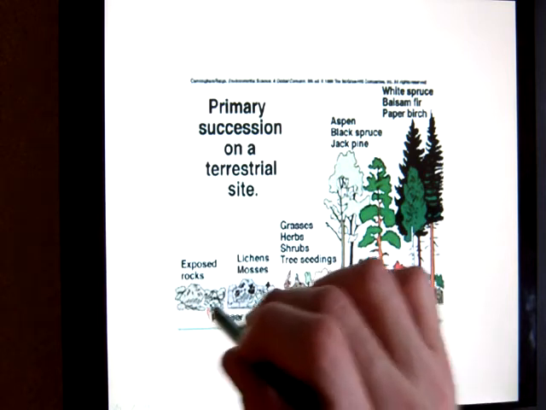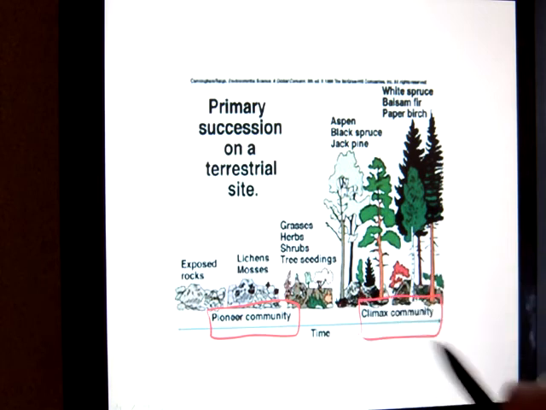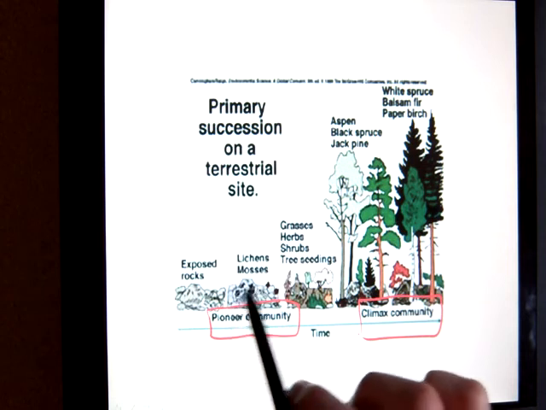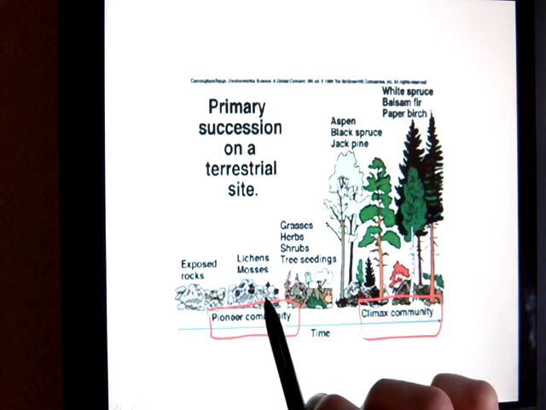We've got the pioneer community, and we've got the climax community. Now, climax from your studies in English should indicate it's kind of near the end. And pioneer is someone who's kind of there at the beginning. Well, that's what the pioneer community is. It's the first group of organisms that tend to move into an area like this. So the lichens and the mosses would be the pioneer community.